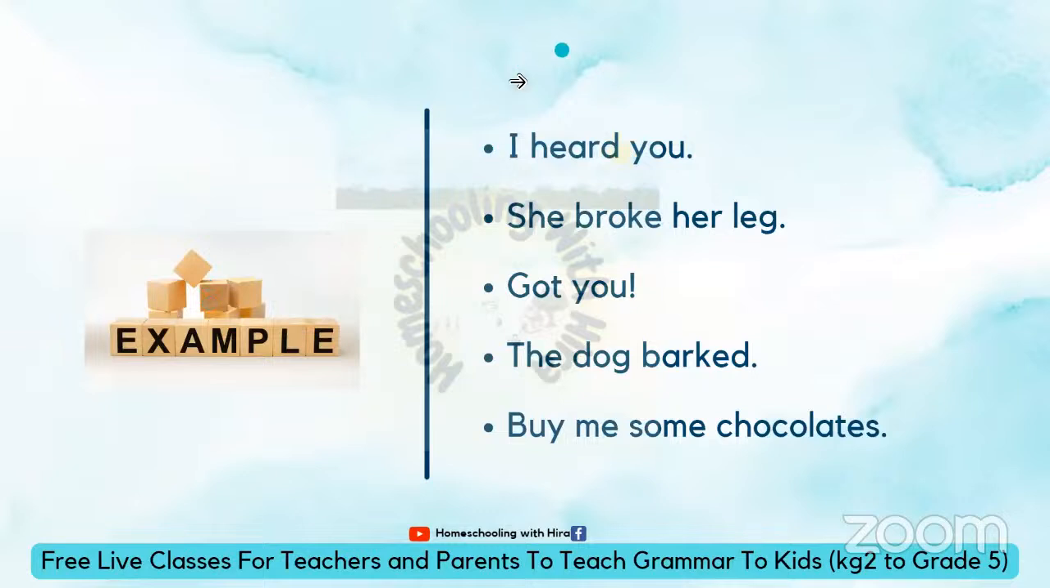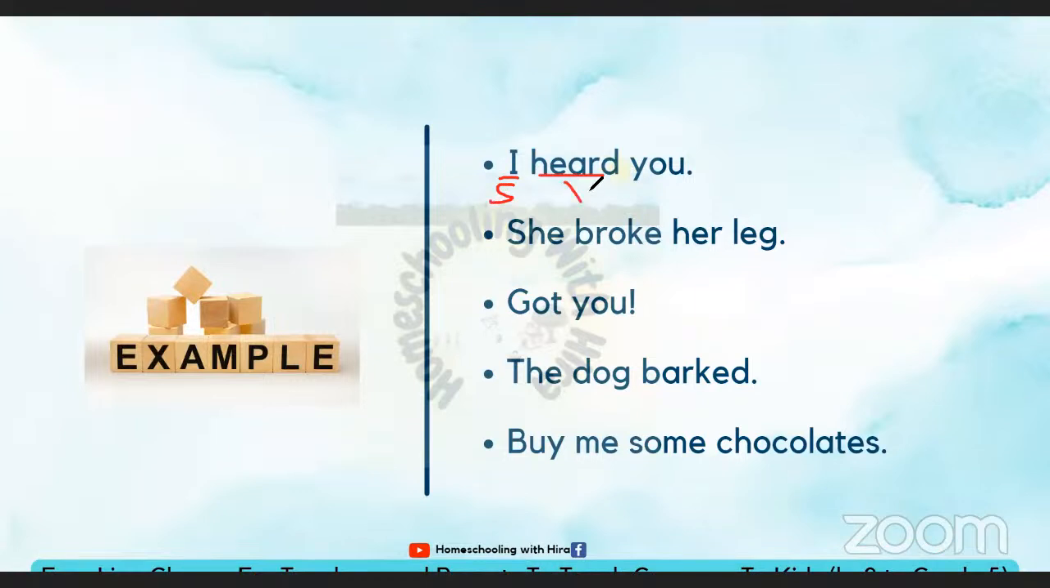Some examples of main clause: I, subject, heard, verb, you. I heard you. It's a complete sentence. It doesn't need any more information. It can stand by itself. It's a main clause or complete or an independent clause. Yes. She broke her leg. Subject, verb. Got you.